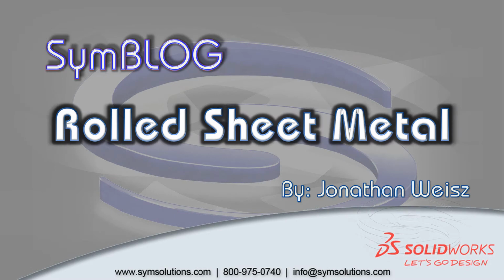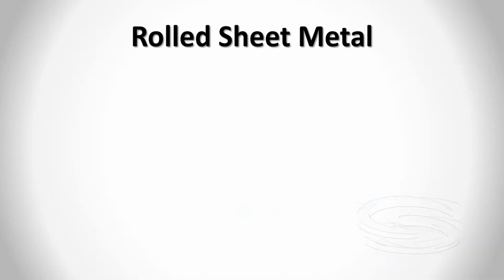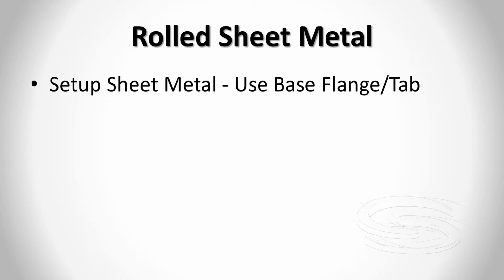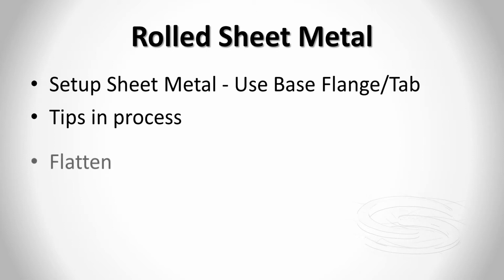So this is rolled sheet metal and I'm your instructor, Jonathan Weiss. What we're going to be going through today is how to build a sheet metal part. We're going to set up that sheet metal part and use the base flange tab option. We'll talk about some tips in the process, things you would do to manipulate and update your sketch, and then we'll flatten that component and bring it into our drawing.